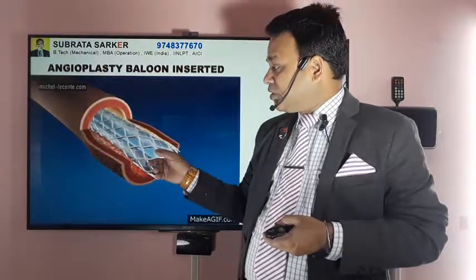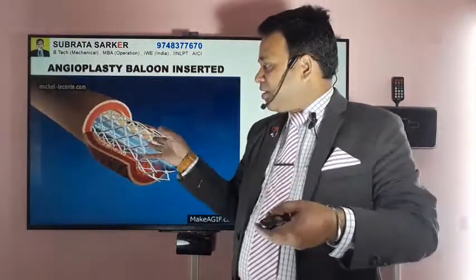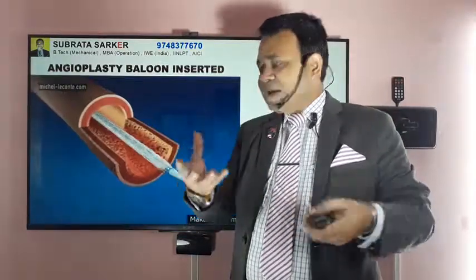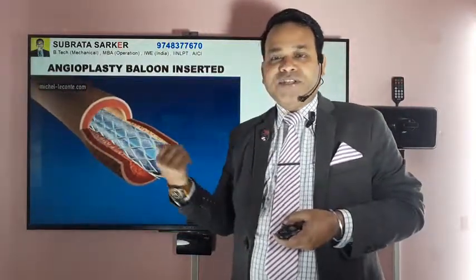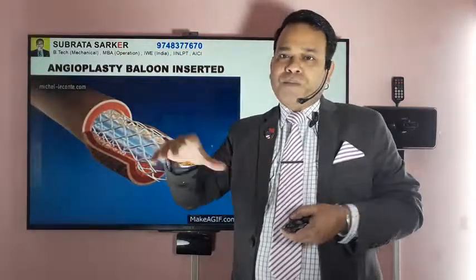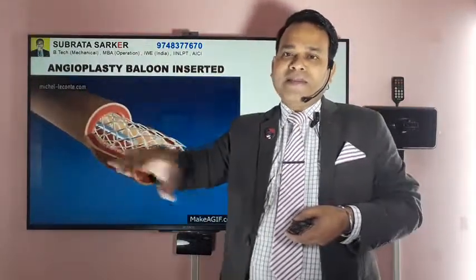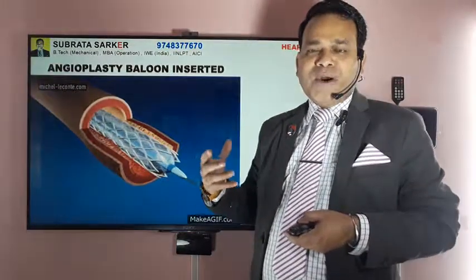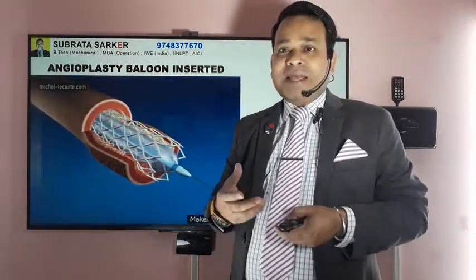You can see here how it is working. The balloon is inflated and the mesh is expanded. Now the wire is taken back and the net is fixed in this particular position. So the blockage is cleared, and now the blood can move continuously. This is a basic and simple way to understand what angioplasty is.